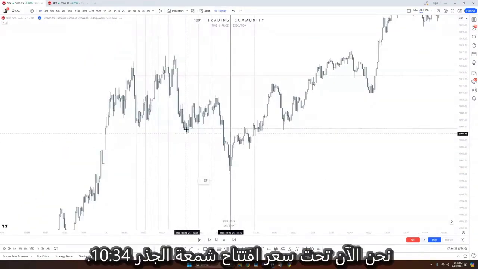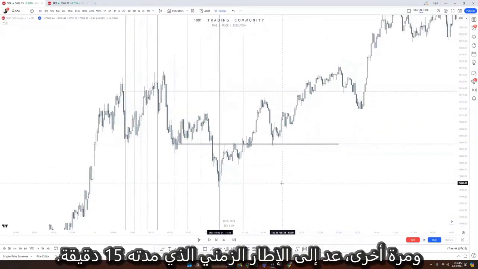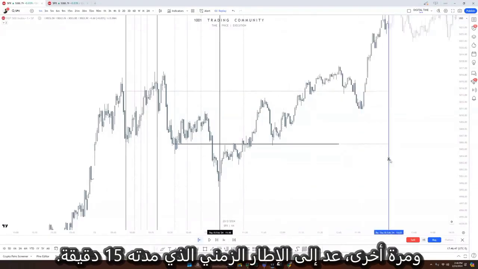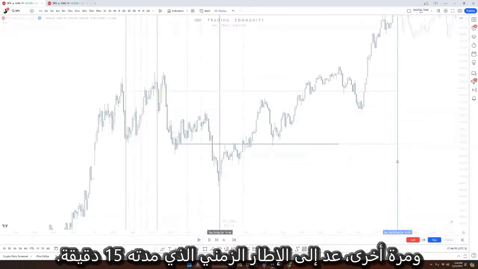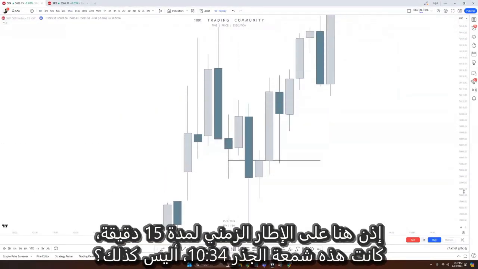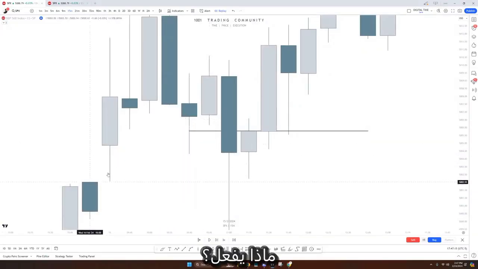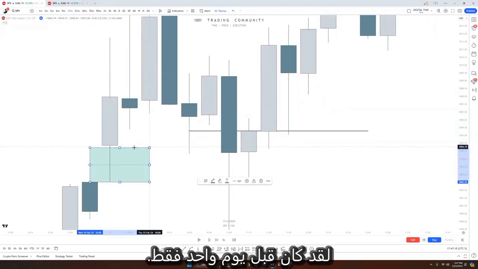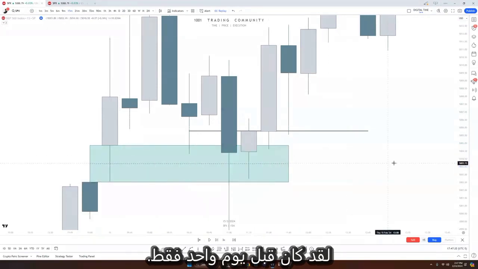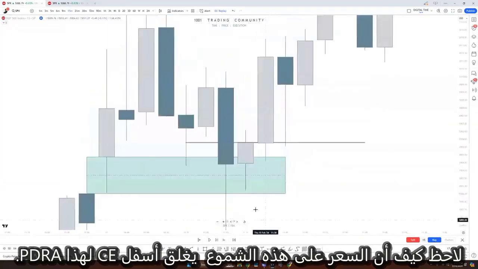Two things. We are below the opening price of the 10:34 root candle. And again, go back to the 15-minute time frame. So here on the 15-minute time frame, this was the 10:34 root candle, right? Observe that wick. Now, what is it doing? It's the same volume imbalance. It's just a day prior. Observe how price on these candles is not closing below the CE of this PD array.